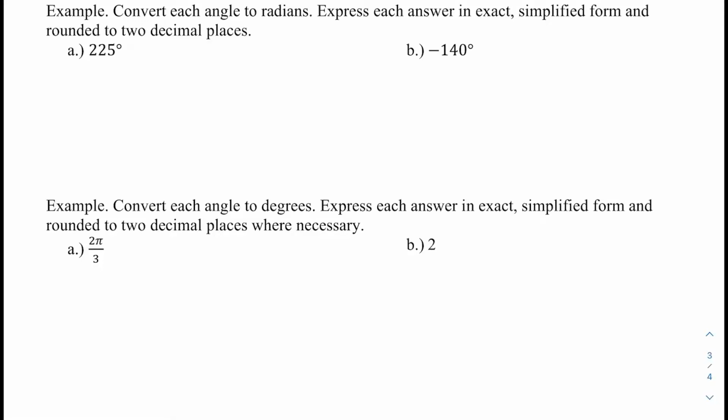Example, convert each angle to radians. Express each answer in exact simplified form and rounded to 2 decimal places. So let's consider part A, where we're given an angle of 225 degrees.